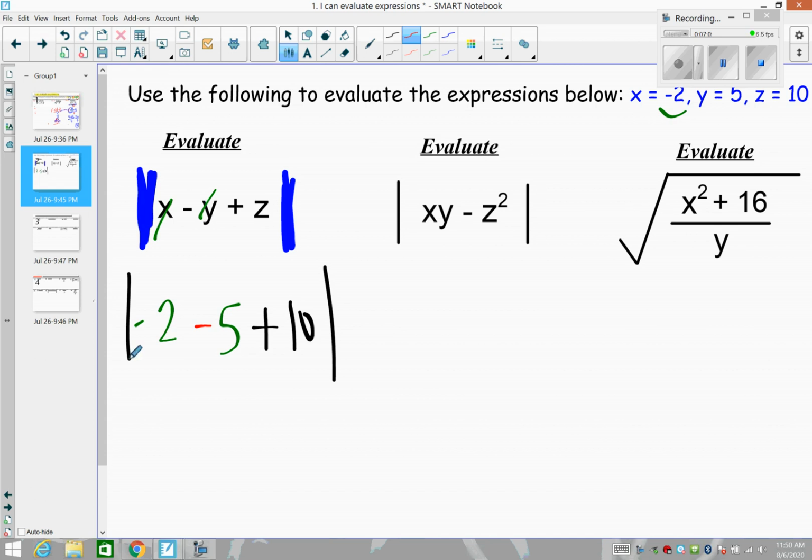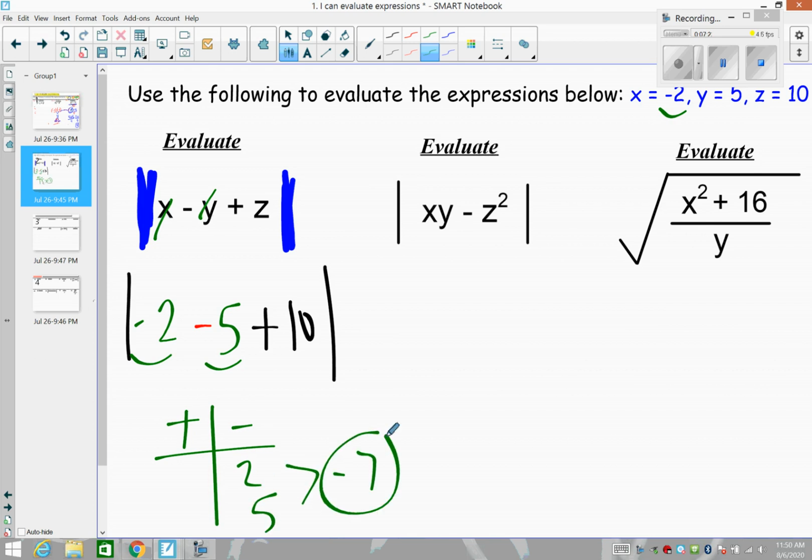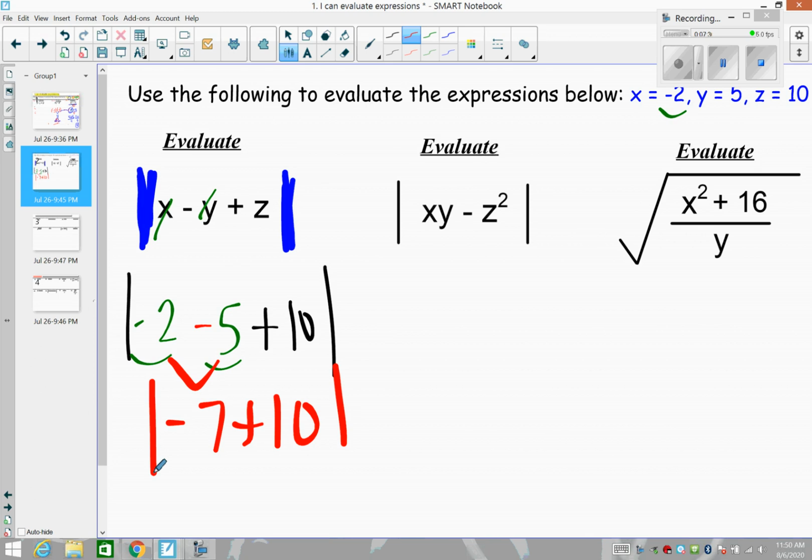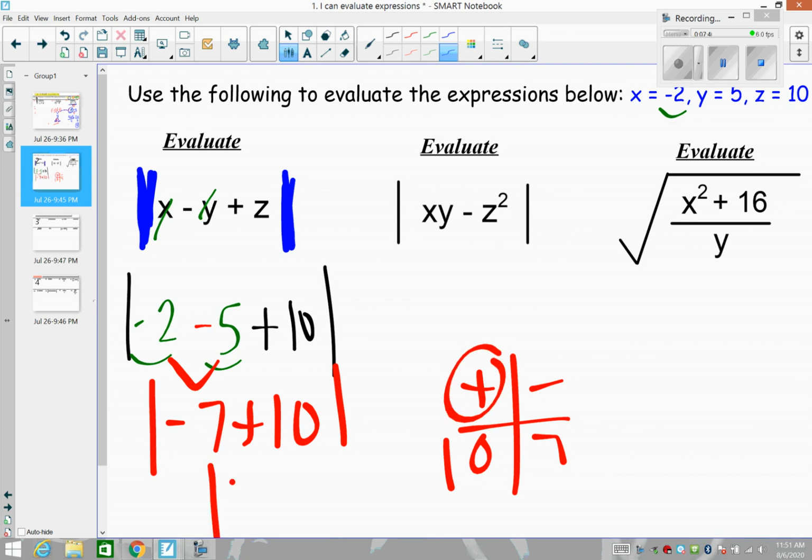And we just did a problem very similar to that on the other page, but it was not in the absolute value bars. So if we tug of war that, we would have 2 players on team negative and 5 players on team negative, which means we have 7 players on team negative. So the first 2 terms there, -2, -5, results in -7. We tug of war again here. We have 7 players on team negative and we have 10 players on team positive. Clearly team positive is stronger with 3 players.